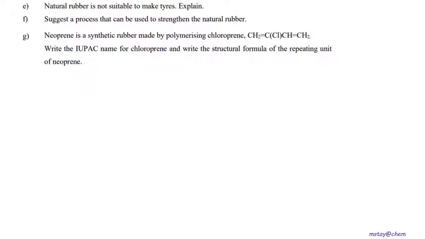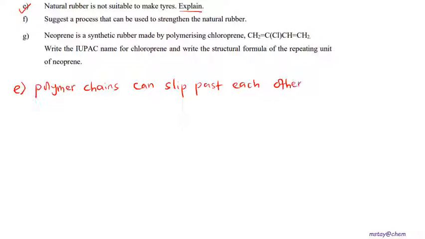Proceed with question E. Natural rubber is not suitable to make tires. Explain the answer. Okay, because this polymer chain is natural and a straight chain, so it is easier to pass by each other, they can slip past each other. So to make this polymer stronger, we can suggest a process which is vulcanization. Okay, it means cross-linking the rubber by adding sulfur.